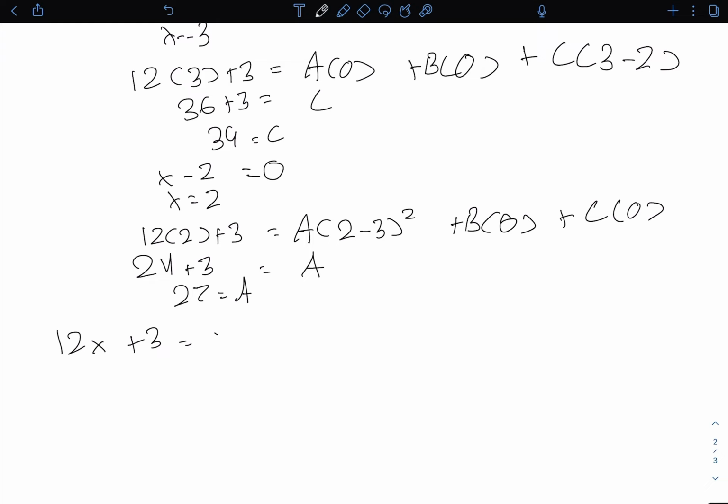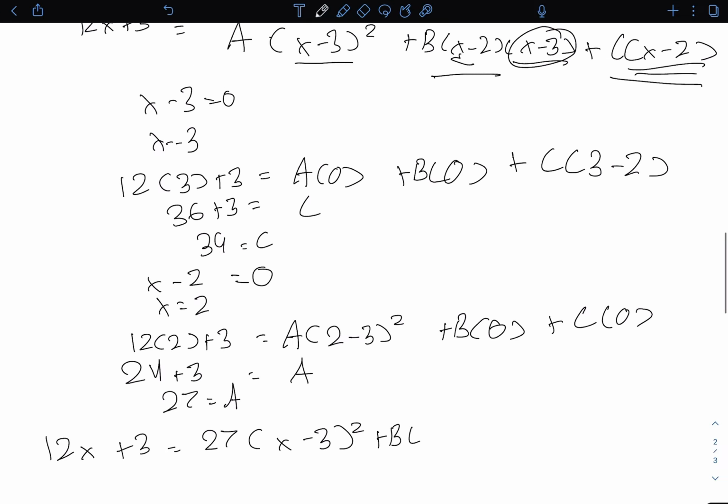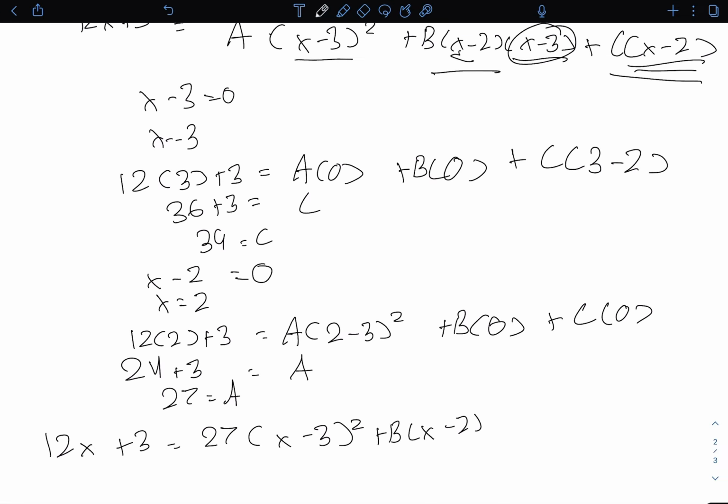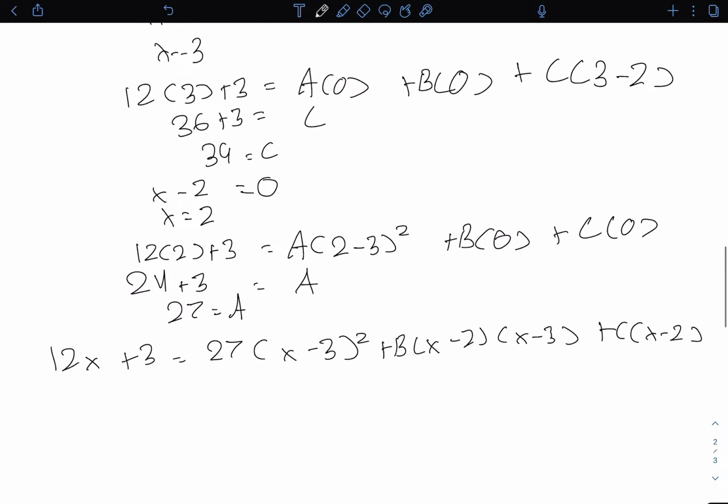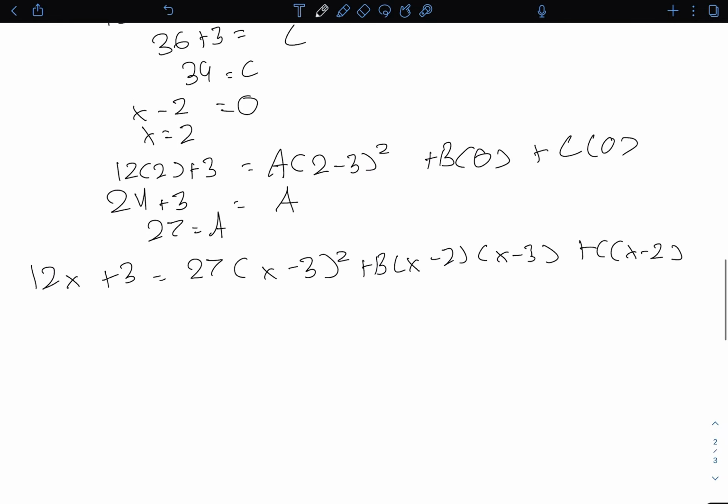Okay, so we found the value of a, so I want to replace it over here. a(x minus 3) squared plus b(x minus 2)(x minus 3) plus c(x minus 2). Let's just expand this together. So 12x plus 3 is equal to 27(x squared minus 6x plus 9).